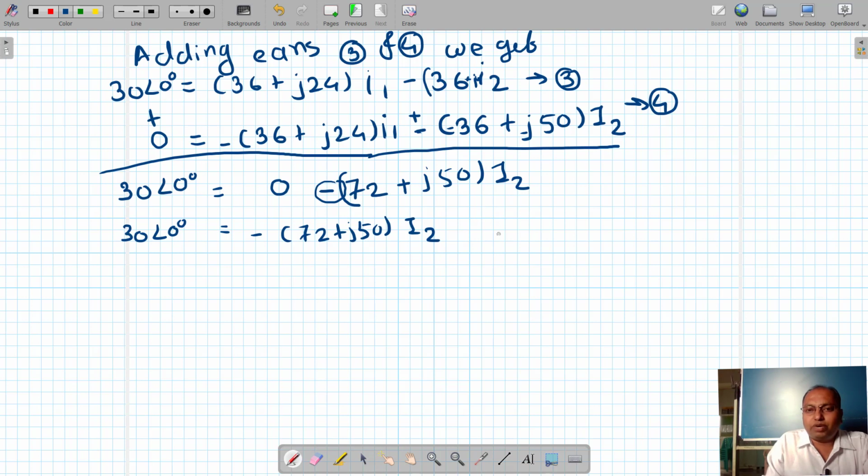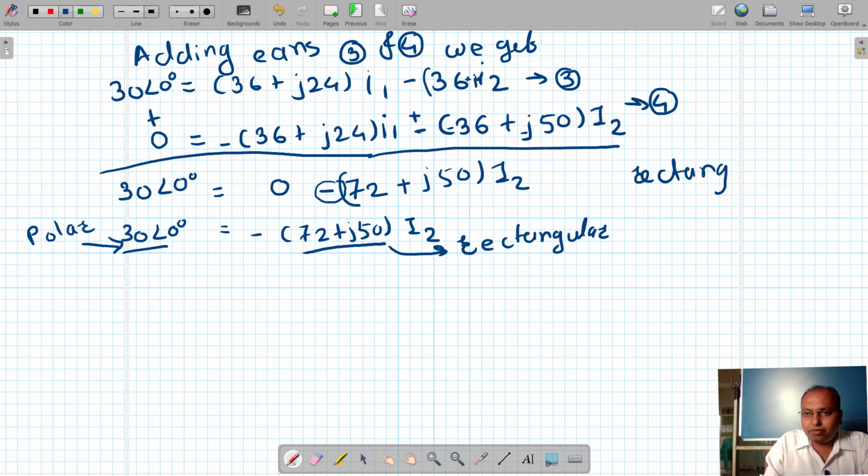Now we need to have one conversion. Right now this is a polar form, and this is a rectangular form. This is called polar form, and this is nothing but the Cartesian form or rectangular form. So there is one facility to convert rectangular to polar form. We need to convert the rectangular quantity to polar.